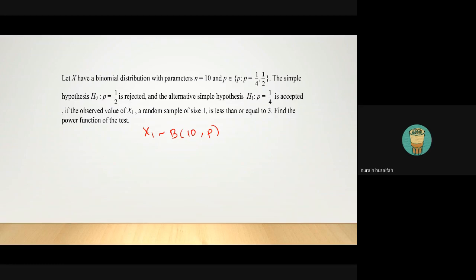Okay, now you want to find the power function of the test. Can you try on your own first? How do we want to set up the power function of the test? You already know your rejection region. So the power function of the test is the probability of rejecting H0 when H0 is true or rejecting H0 when H0 is false. For alpha, it is rejecting H0 when H0 is true.